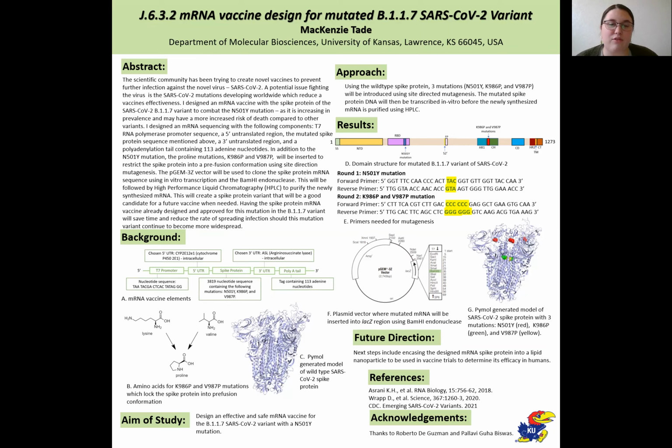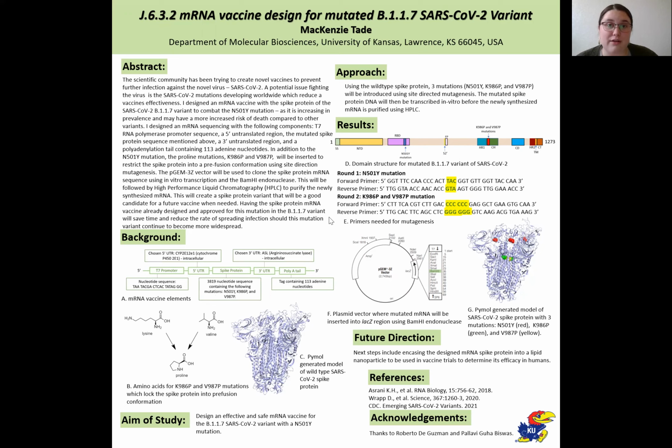And this pre-fusion conformation is the most antigenic form of the spike protein, meaning our bodies create the most antibodies when the spike protein is in this conformation. And this is what the Pfizer and Moderna vaccines have been using, those two proline mutations to lock it into its pre-fusion conformation. So the aim of the study was to create an effective and safe vaccine design for the B.1.1.7 variant. And I went about this by starting with mutagenesis.